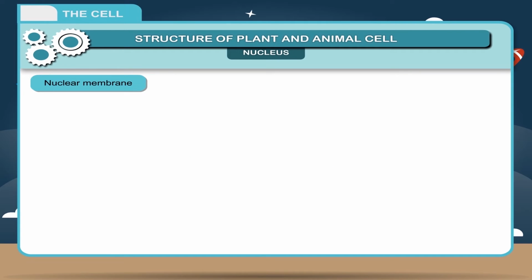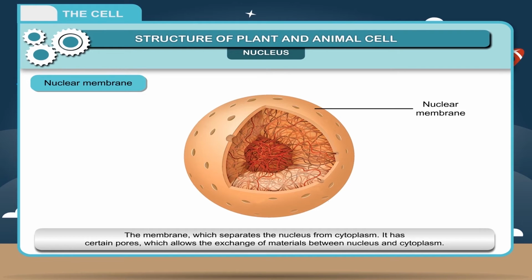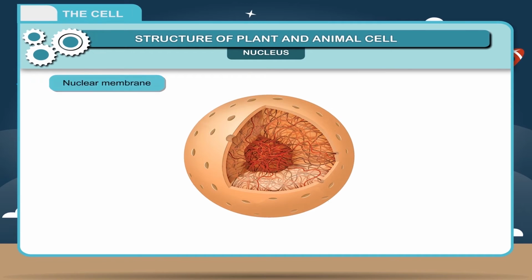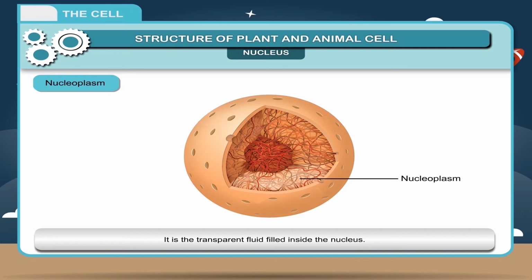1. Nuclear membrane. The membrane which separates the nucleus from the cytoplasm. It has certain pores, which allow the exchange of materials between the nucleus and cytoplasm. 2. Nucleoplasm. It is the transparent fluid filled inside the nucleus.